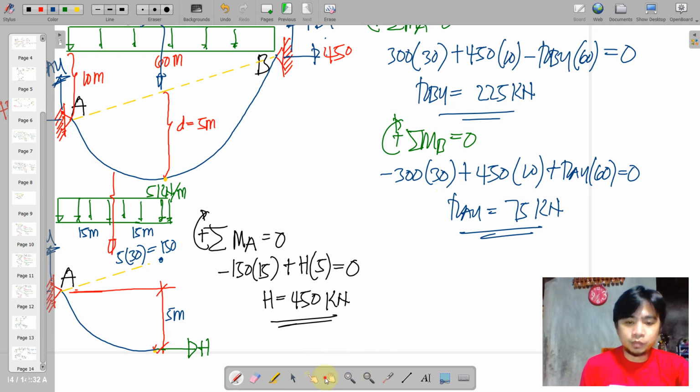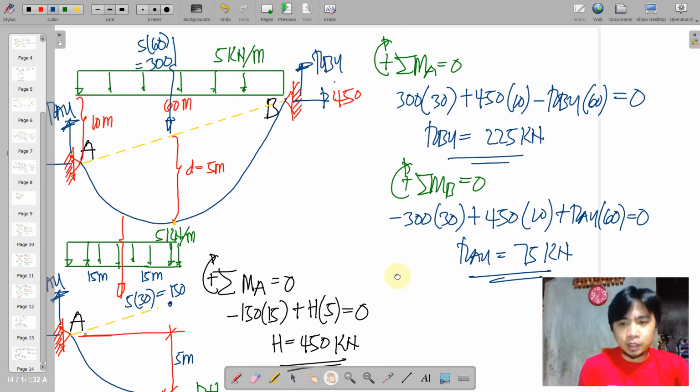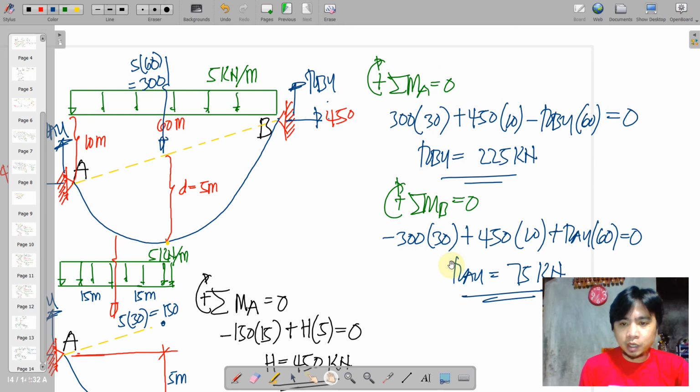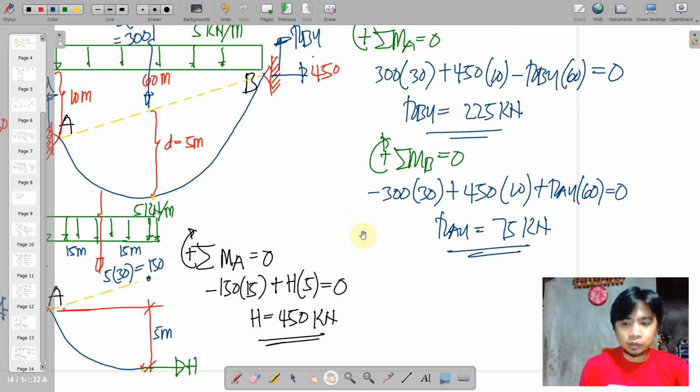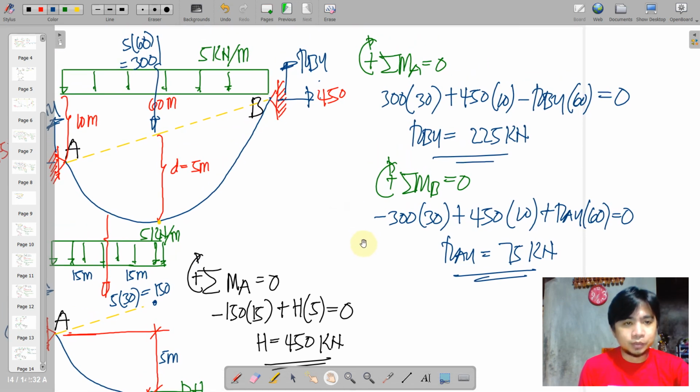So now that we have these reactions, let us check. Actually, RAY and RBY will be your vertical upward reactions. So if we add them, it will yield 300 upwards. Well, in fact, we have here a downward 300, so it is obvious that we have satisfied the vertical equilibrium.